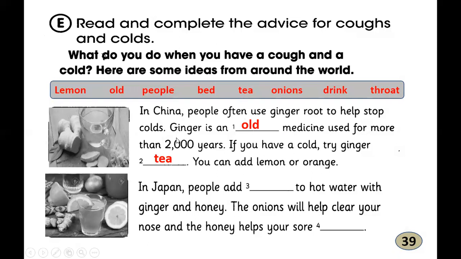Again, we will read the paragraph. In China, people often use ginger root to help stop colds. Ginger is an old medicine used for more than 2,000 years. If you have a cold, try ginger tea. You can add lemon or orange. So you should complete the paragraph by using these two words, old and tea, from the words inside the box.